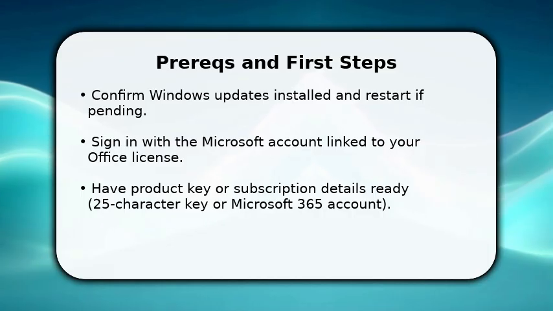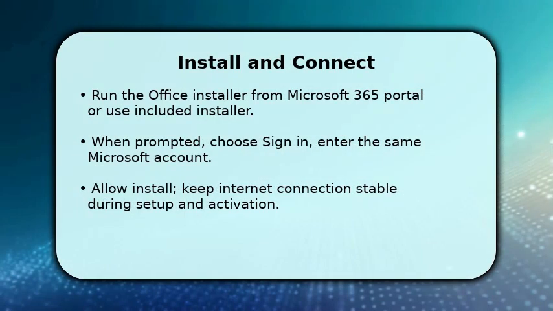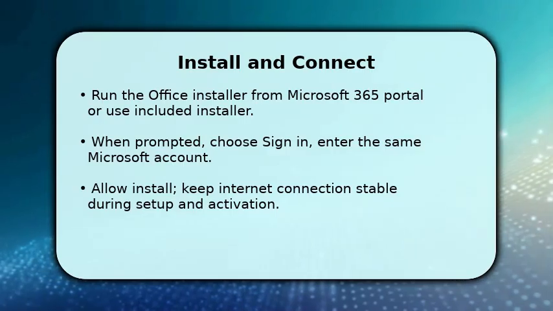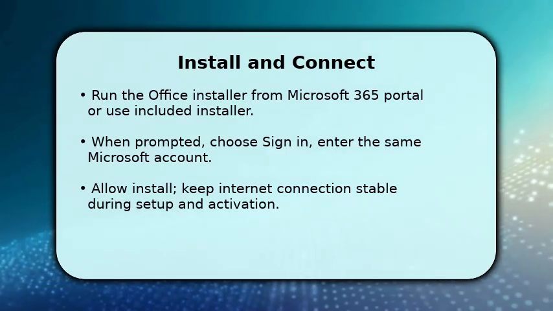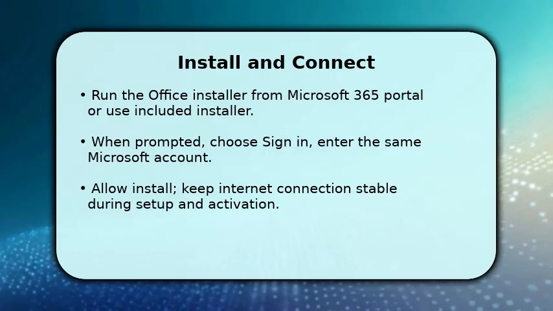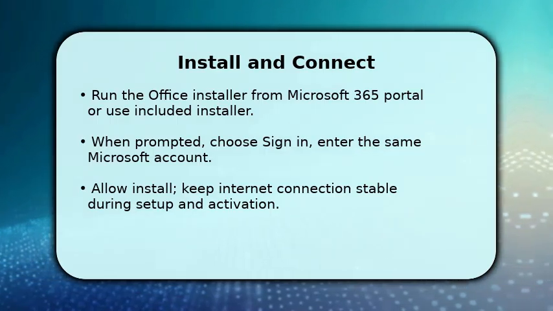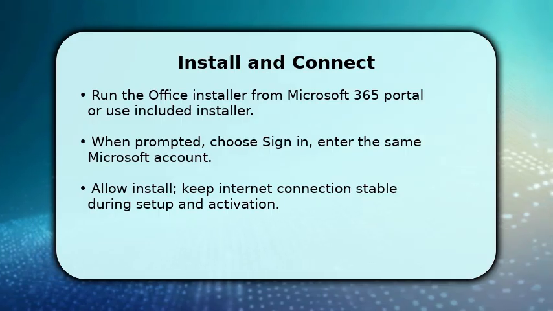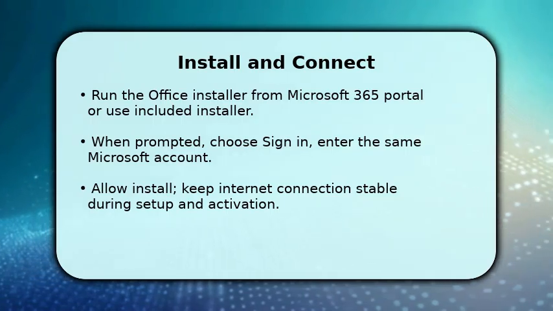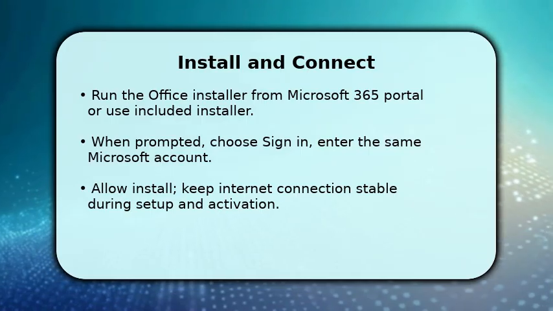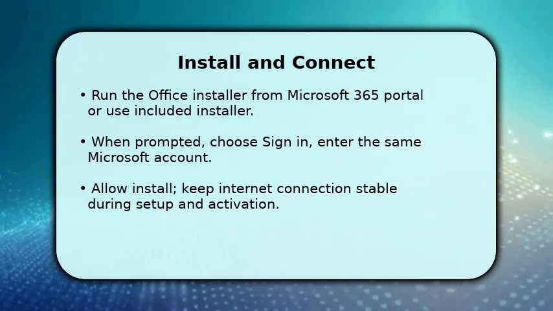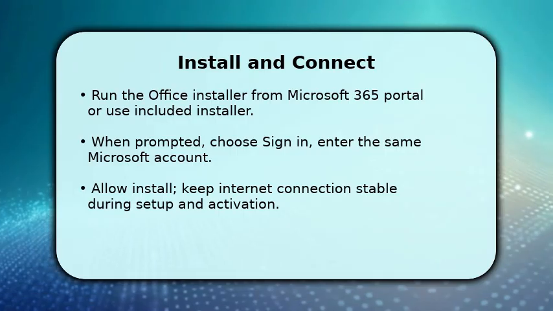Now install Office. Run the installer from your Microsoft 365 account or the provided media and choose Install. When Office opens, click Sign In and enter the Microsoft account tied to the license so activation can verify entitlement. Allow the installer to download components. This may take several minutes depending on your connection. Make sure you stay online, because activation checks with Microsoft servers.